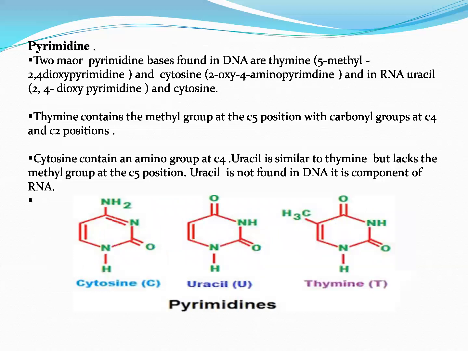Okay, next we will discuss pyrimidines. What are the bases in the pyrimidines? Two major pyrimidine bases are found in the DNA: first is thymine and cytosine, as well as uracil. Thymine and cytosine are in the DNA. Uracil is found in the RNA.